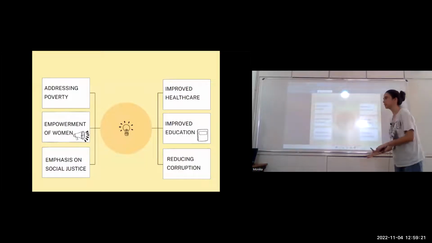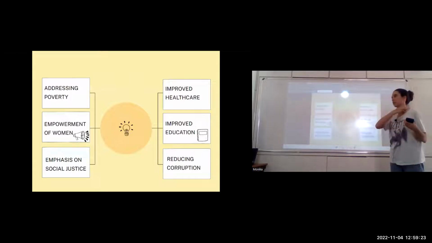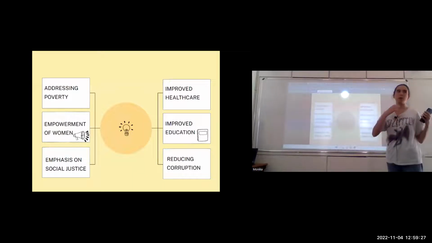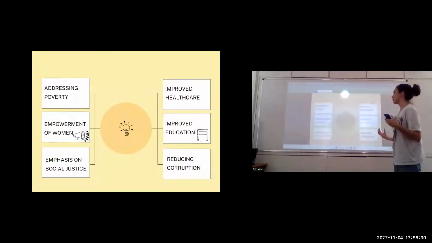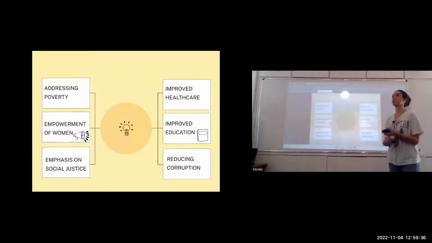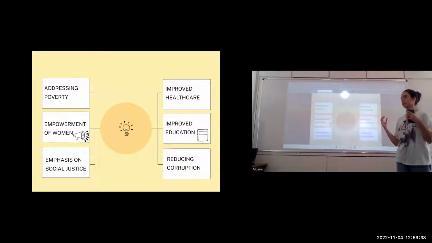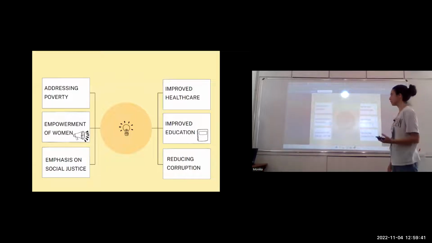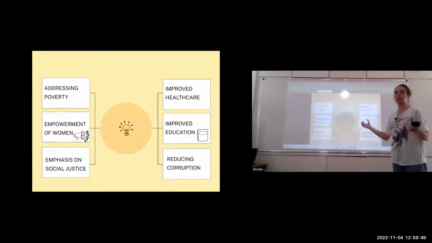But sometimes in our societies, there are lacks of social justice, and the strategies that we need to promote for this social sustainability goal are improved healthcare, improved education, ending corruption, addressing poverty, empowerment of women, and the emphasis on social justice. Now we're going to focus on a very large majority of our populations, which are women, and sometimes are disregarded from the decision-making that promotes social sustainability.